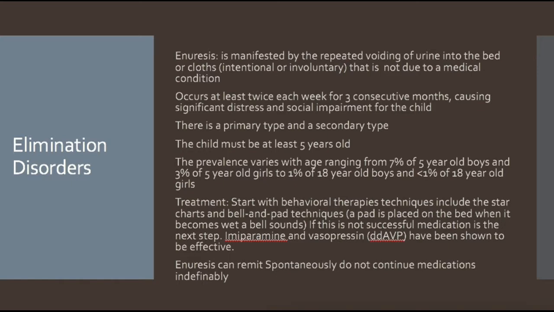Pretty common. Children should be able to achieve proper continence by the age of 5. And the timeline here, you want to remember at least twice each week for 3 consecutive months. And that covers pretty much all of the child and adolescent material that I'm going to talk about for now. There will be additional topics in the future, but this is basically board exam prep material that you're going to want to know for testing purposes.